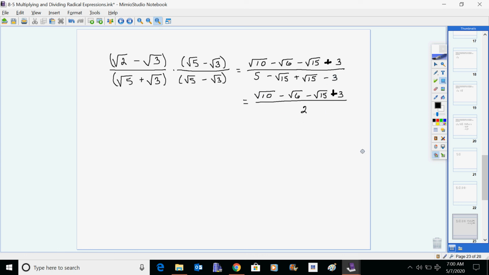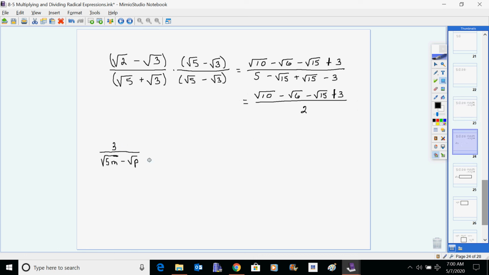None of this will simplify. Each one of these radicals, this is a 2 and 5, nothing comes out. This is a 2 and 3, nothing comes out. This is a 3 and 5, nothing comes out. They can't get put together. You can only scoop them under the same radical if it's multiplication or division. That's not the case, so that one's done.